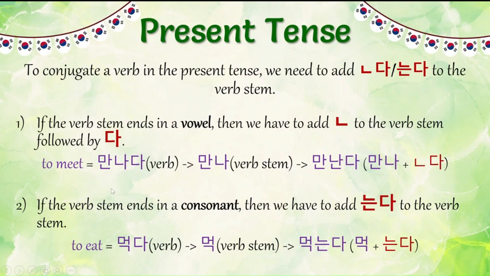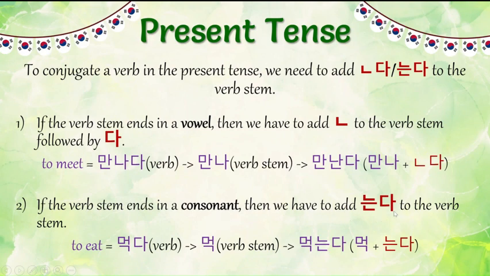So the verb stem is manna, we have removed da, and the stem that is left is manna. Now because it ends in a vowel, we have to attach niyan followed by tha to conjugate it in the plain form of conjugation. So it becomes mananta, manna and attached niyantha to it. It becomes mananta.